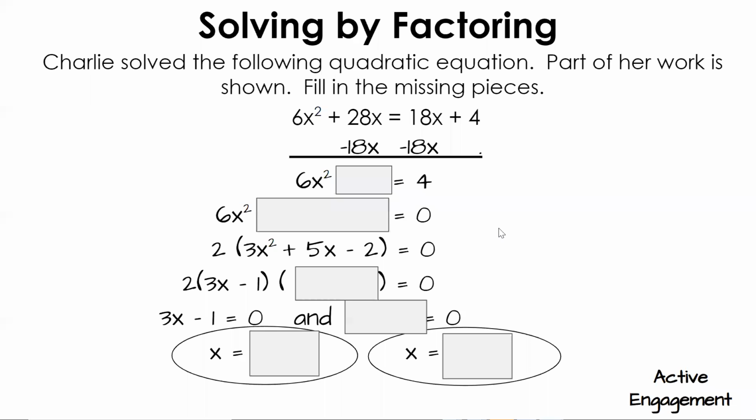Okay, Ellie solves the following quadratic equation. Part of her work is shown. Fill in the missing pieces. So first thing first, we have to make sure it's in standard form. So what Charlie did first was move that 18 over, right? When you do that you subtract 18. What's 28 minus 18? And so that's going to be 10x. Okay, now we're going to move that 4 to the other side because we still want it in standard form. So that's going to be plus 10x minus 4.